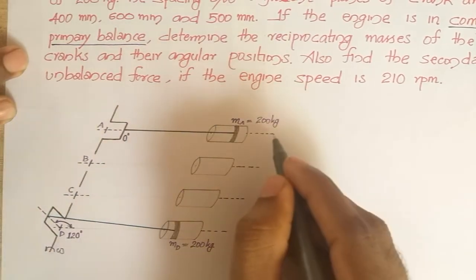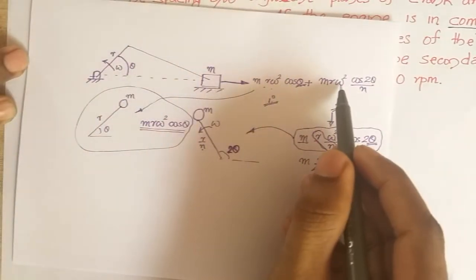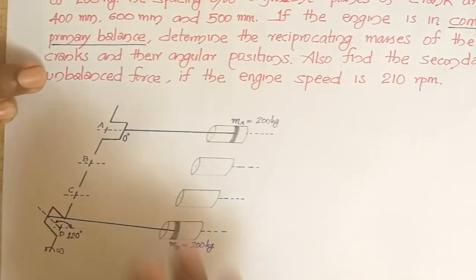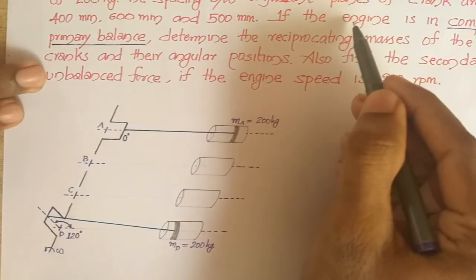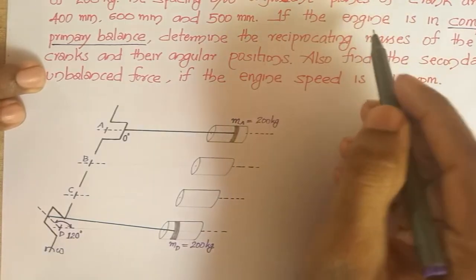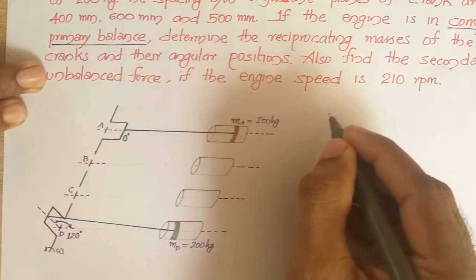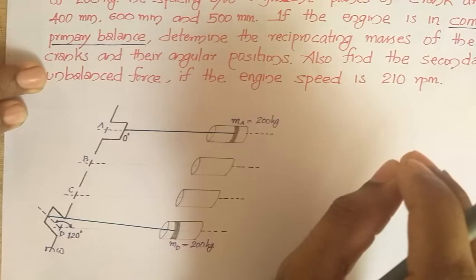Then this primary as well as secondary unbalanced force will be produced along each line of stroke of all these 4 cylinders, and it is said that the complete engine, that means the 4-cylinder engine, is in complete primary balance. Primary balance means the primary forces are balanced. Primary forces are balanced means primary force polygon is closed, as well as primary couple polygon is also closed.